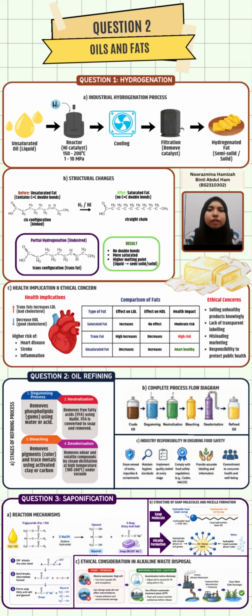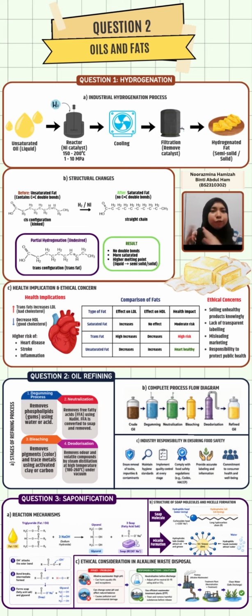The process flow is crude oil going through degumming, then neutralization, then bleaching, then deodorization, and finally the refined oil. Industries must ensure food safety by removing contaminants, maintaining hygiene, applying quality control, and providing accurate information to consumers. Now, last but not least, saponification.